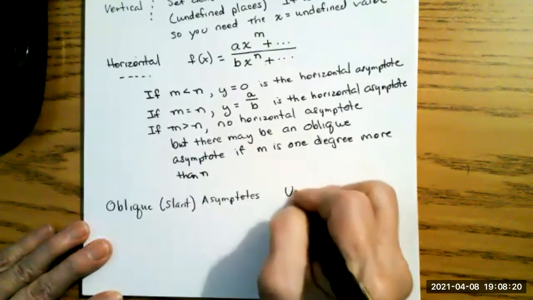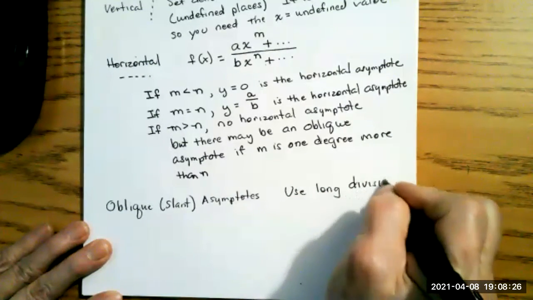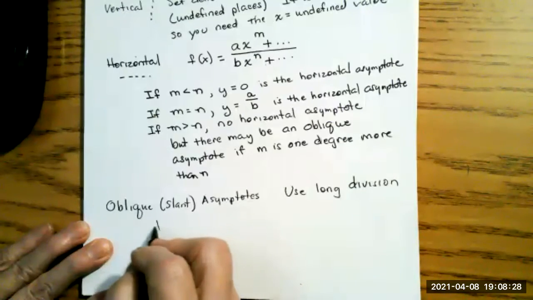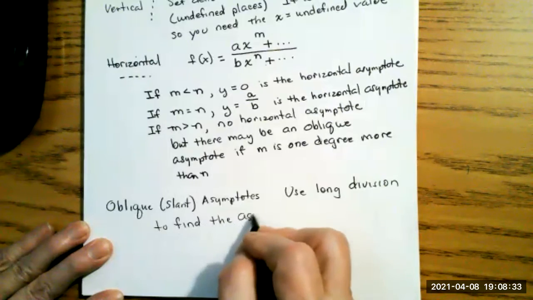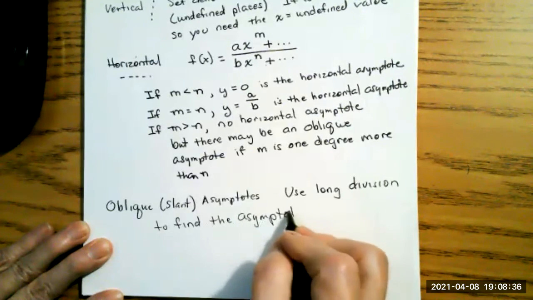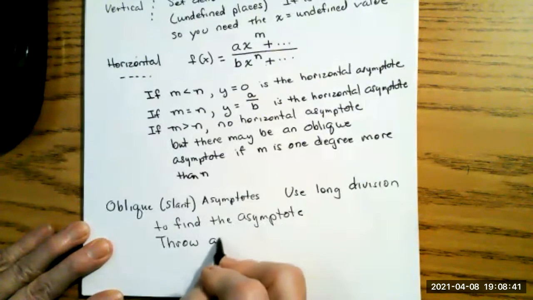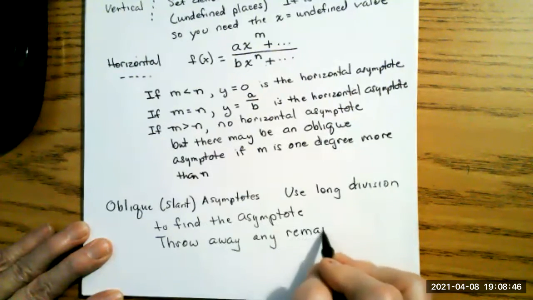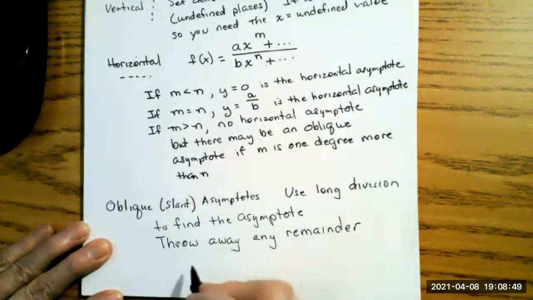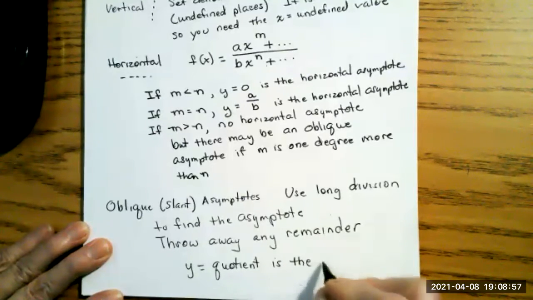Okay, this one you use long division to find the asymptote. Throw away any remainder. So y equals the quotient is the oblique asymptote.